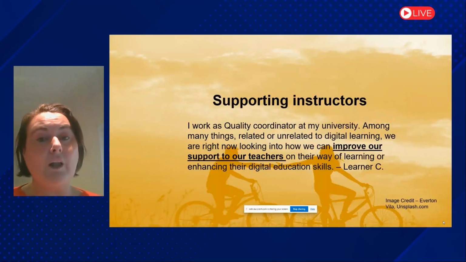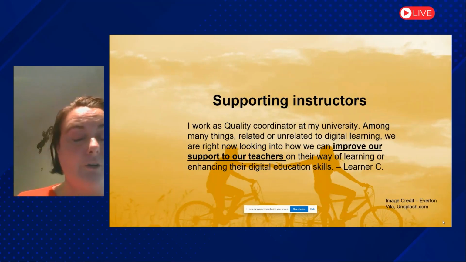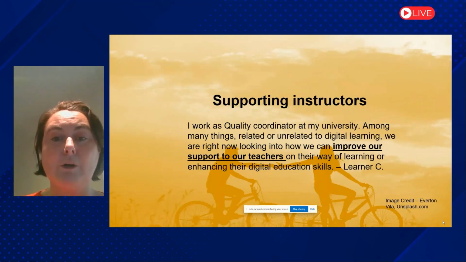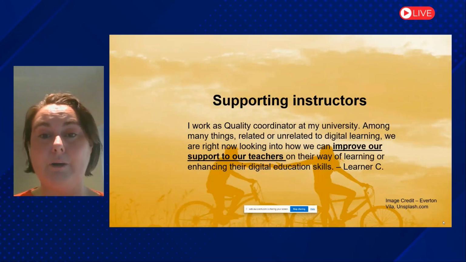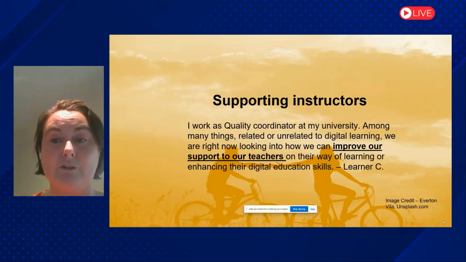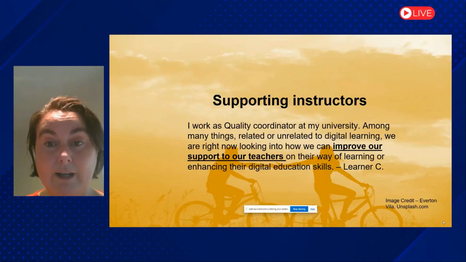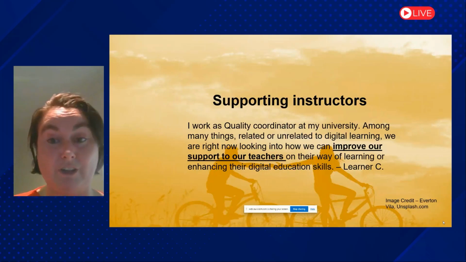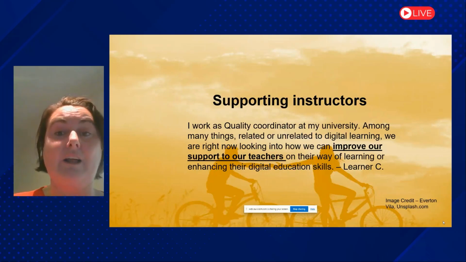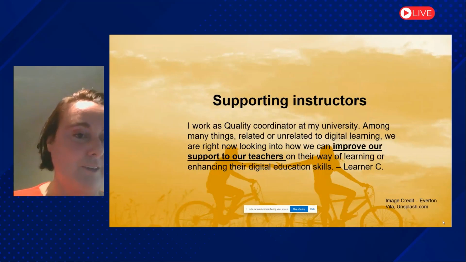So again, this is coming from a quality coordinator who's engaged with the course. I work as a quality coordinator at my university. Among many things related or unrelated to digital learning, we are right now looking into how we can improve to support our teachers on their way of learning or enhancing their digital education skills.